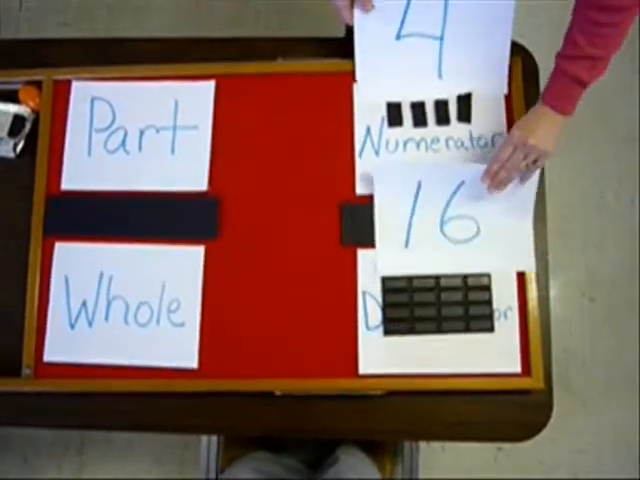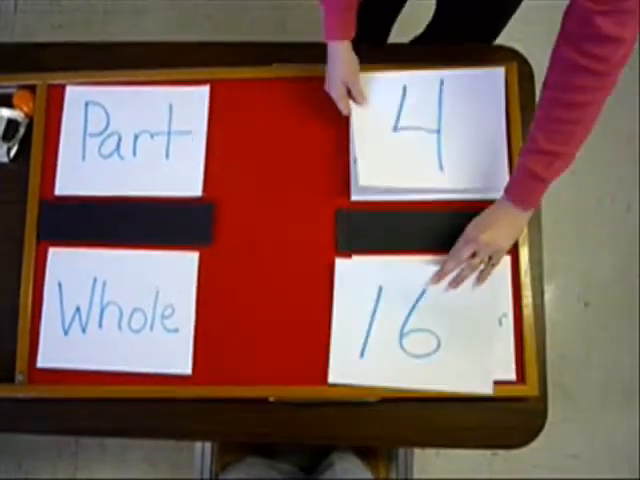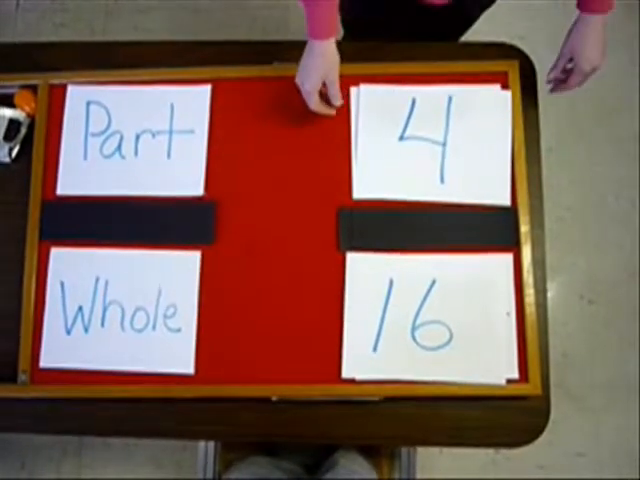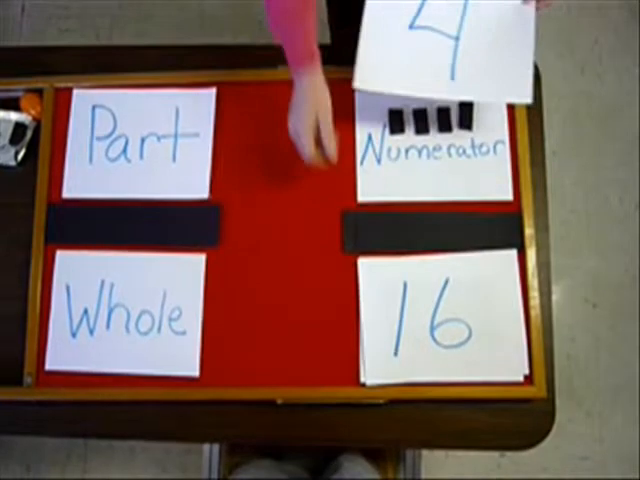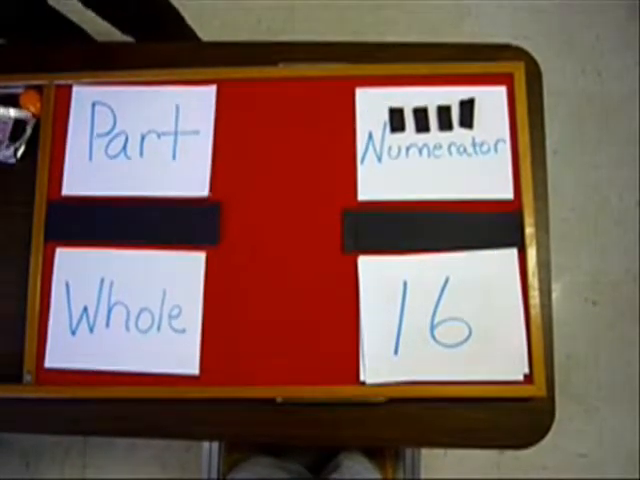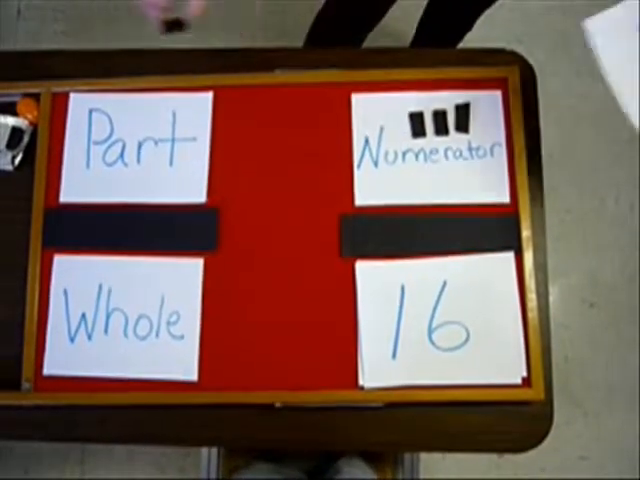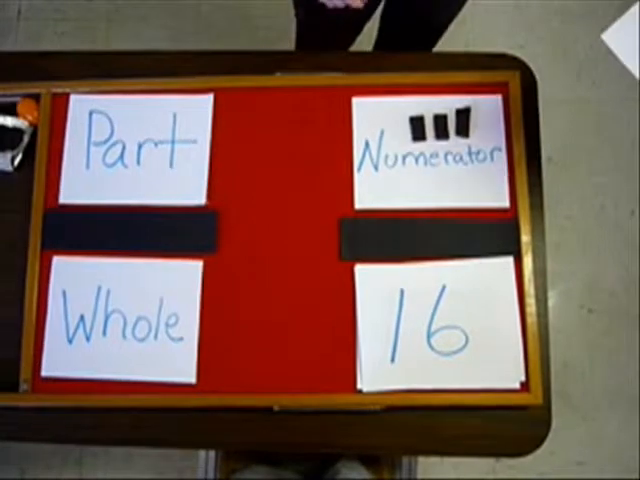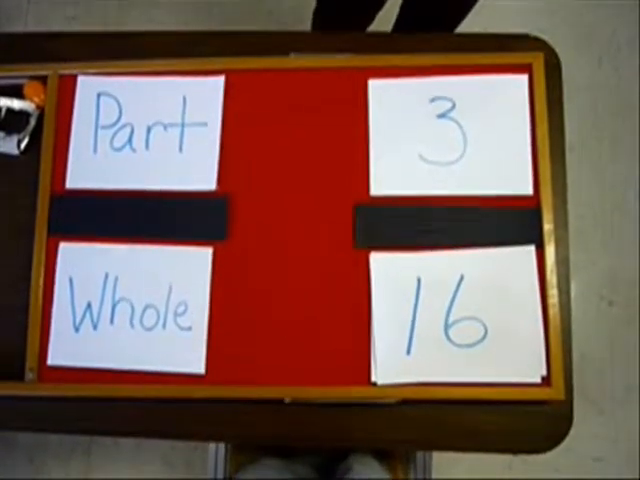So as you can see, the 4 represents our part, which is also our numerator. Our 16 represents our whole, which is our denominator. So the fraction would be the part 4 and the whole 16. Let's try another one using our 16 again as our denominator or our whole. Let's make the fraction 3/16. So we're going to remove 1 piece of chocolate from our part or our numerator and leave 3. So now we have the fraction 3/16.